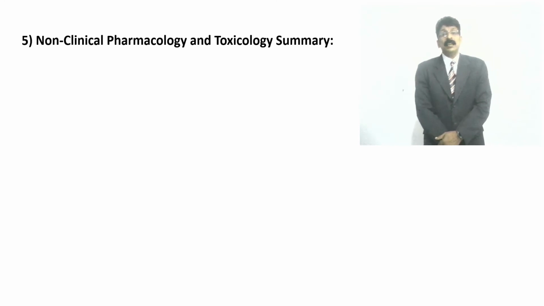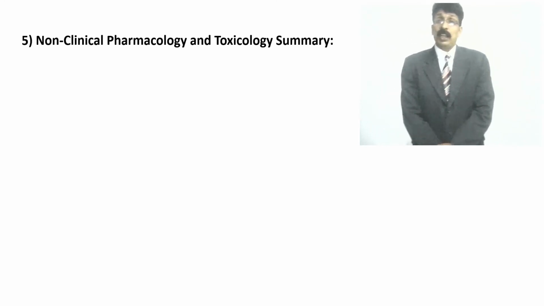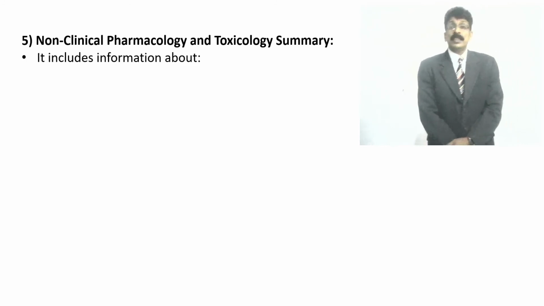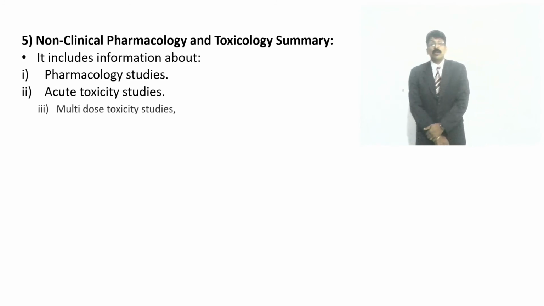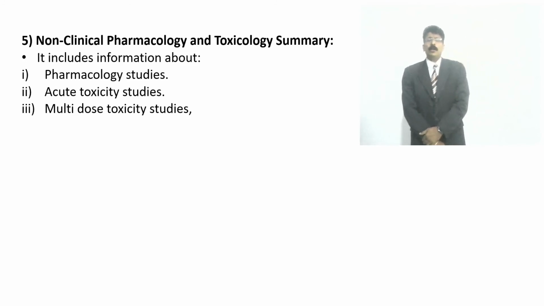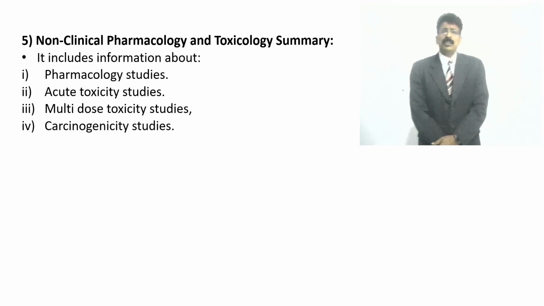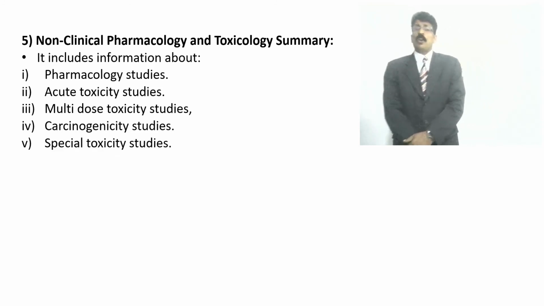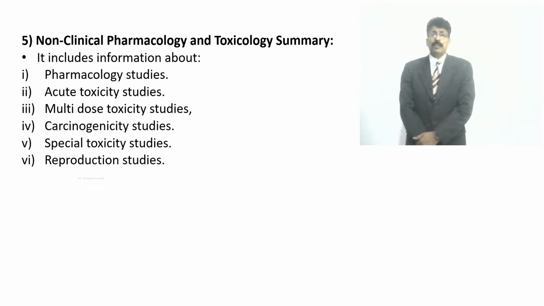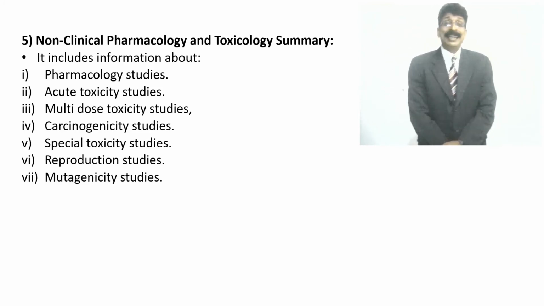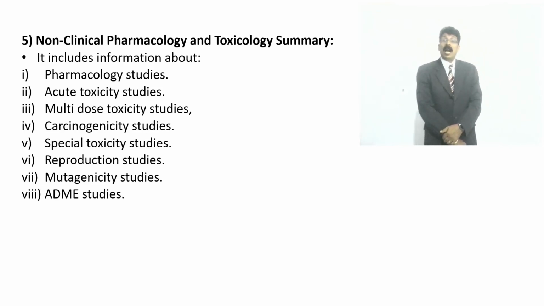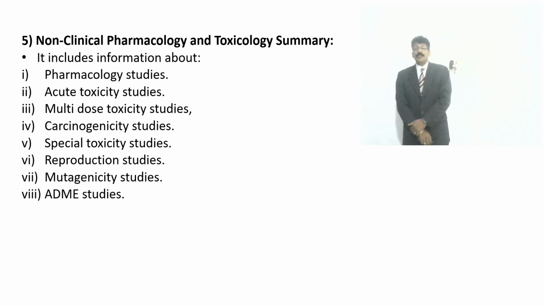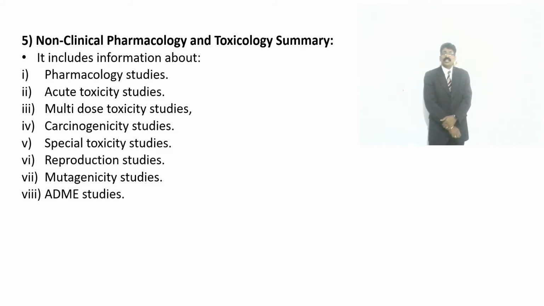Non-clinical pharmacology and toxicology summary. It includes information on pharmacological study, acute toxicity study, multi-dose toxicity study, carcinogenicity study, special toxicity study, reproductive studies, mutagenicity studies, and absorption, distribution, metabolism, elimination studies of the drug, like drug kinetic studies.